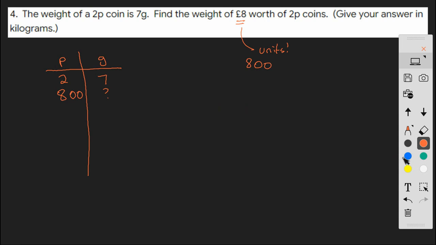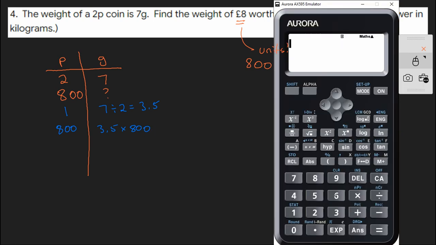And with our ratio table, our first step is to find out what 1 of something is. So if we know that 2 is 7, then 1 is 7 divided by 2, which is 3.5. So if we want to find out what 800 is, then that is going to be 3.5 times 800. And I think we'll do that on the calculator. 3.5 times 800 is 2,800.